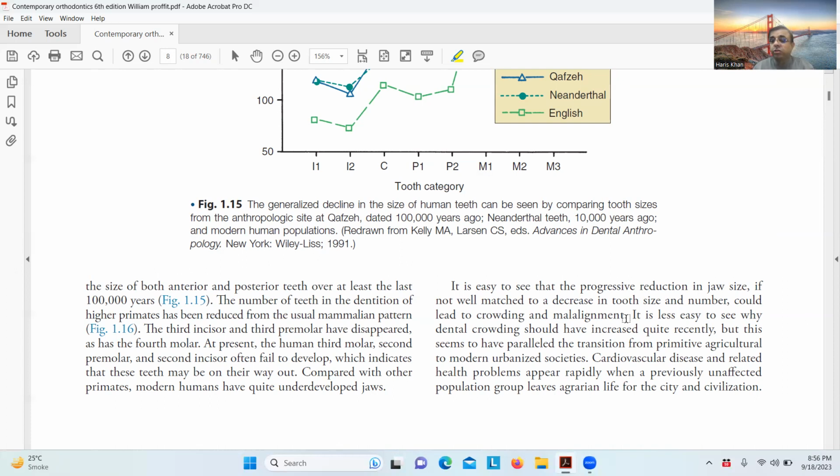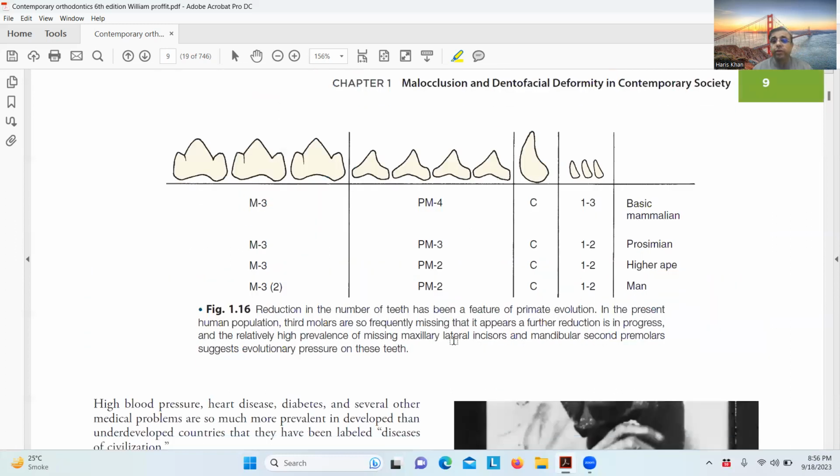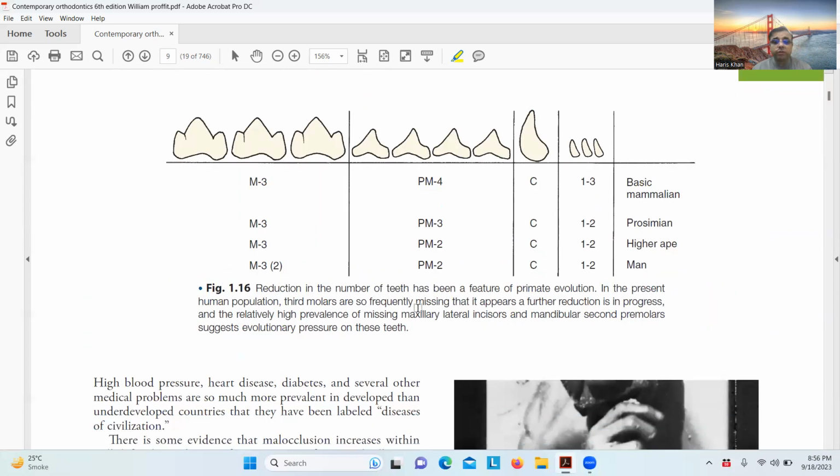The second thing is that children are eating soft diets, right? They have given examples of aborigines who eat hard diets, and they have this natural attrition of teeth, right? Due to that there was reduction and less crowding. So these two things are the main crux of all the lines written here.